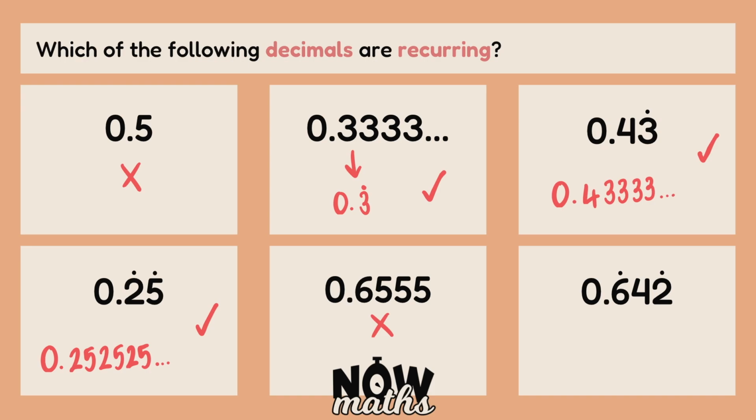And for our final decimal, we have 0.642 with recurring dots above the 6 and the 2. So this is definitely a recurring decimal, and the pattern repeats between the digits with dots above them. So we have 0.642642642, and so on.